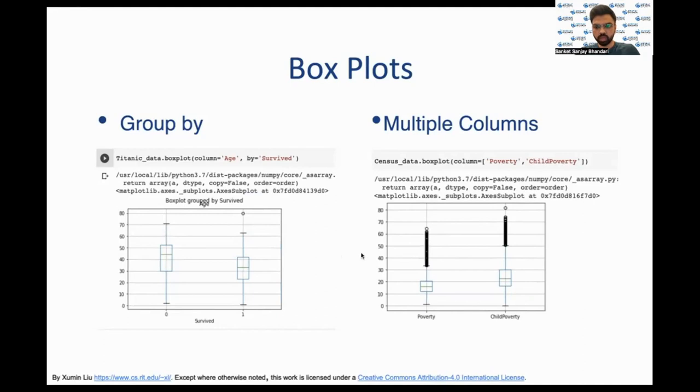You can also plot the value distributions of multiple columns in the same figure, like in the right figure. Here we are using the Titanic dataset, and the census dataset is used in the right figure.